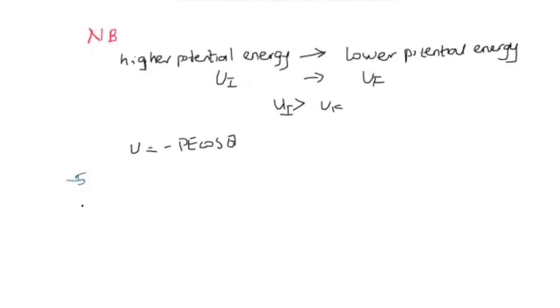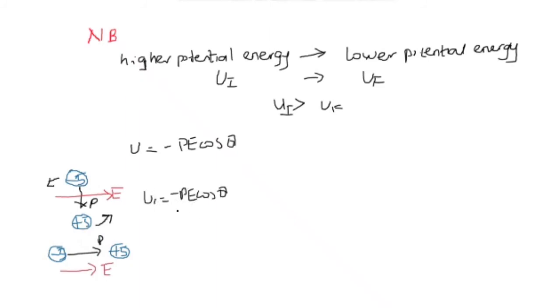Let me show you how. For the dipole -q and +q, the dipole moment points this way. So it will rotate like this to align itself with the electric field, from 90 degrees to 0 degrees. Ui is equal to minus Pe cos theta. Theta, which is the angle between the dipole moment vector and the electric field, is equal to 90. That means Ui is equal to minus Pe cos 90, which is equal to 0.